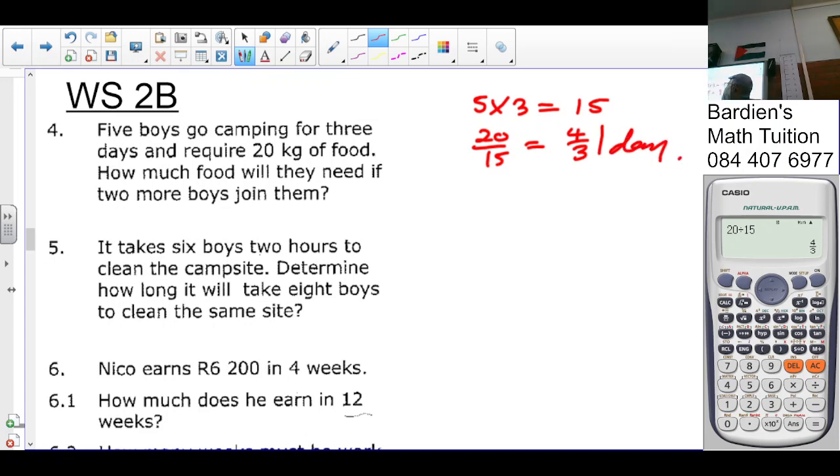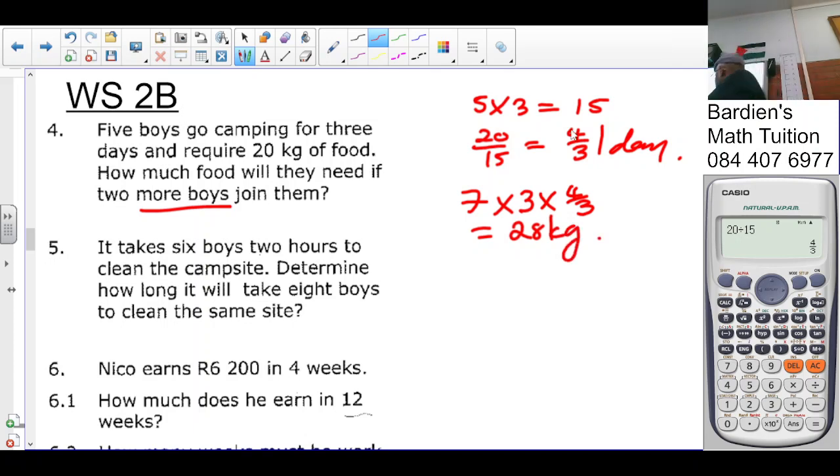That's what one boy needs per day. So they want to know if 2 boys join them. If 2 boys join them, how many boys will you have in total? 7 boys, times 3 days, at 4 over 3 required per day. That's going to give you an answer of 28 kilograms of food.